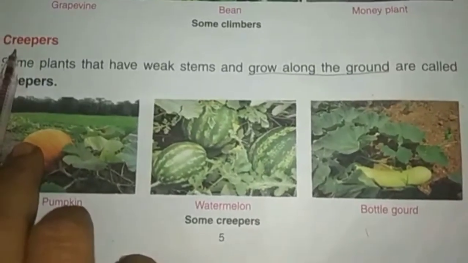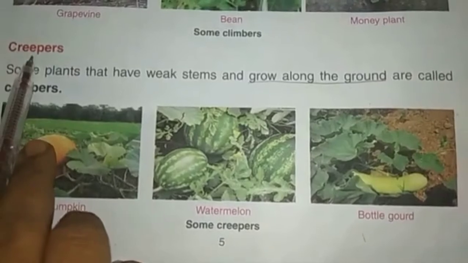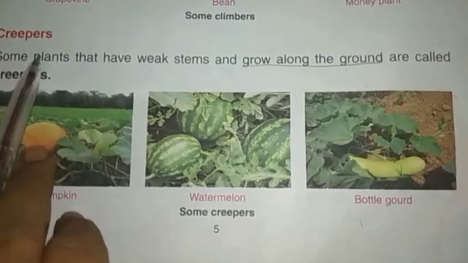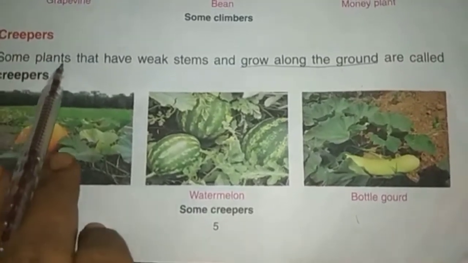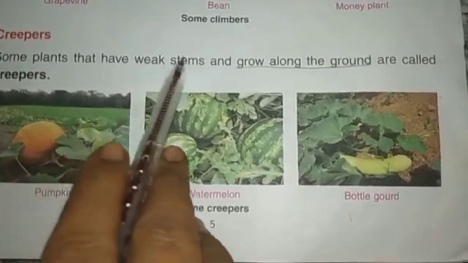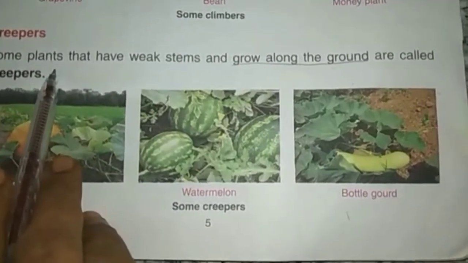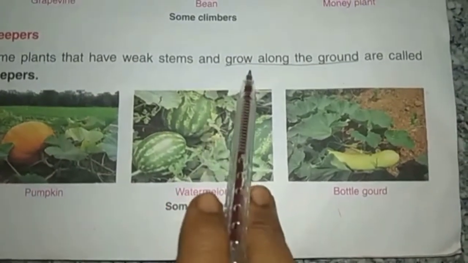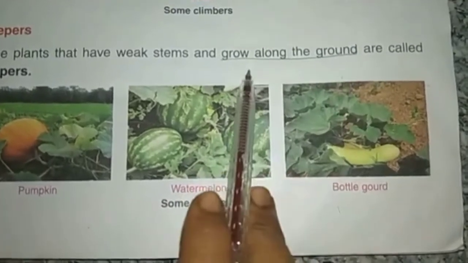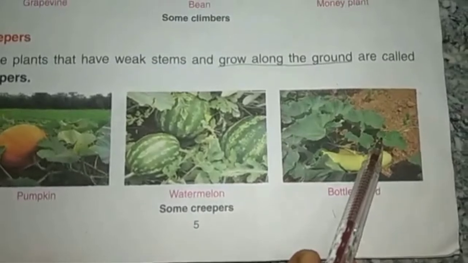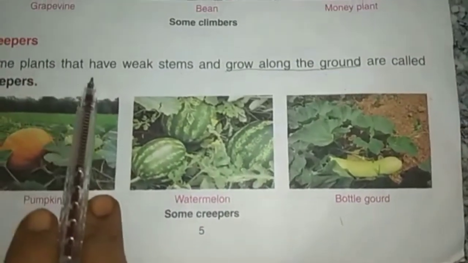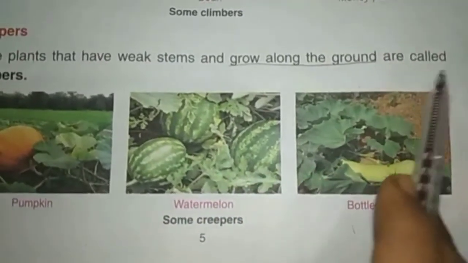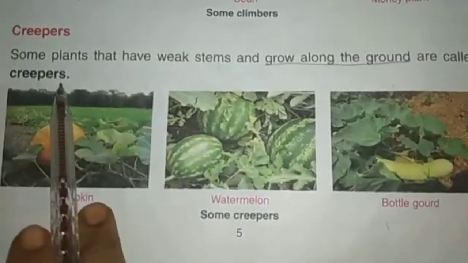Next one is creepers. C-R-E-E-P-E-R-S. Creepers. Some plants that have weak stems and grow along the ground like this are called creepers.